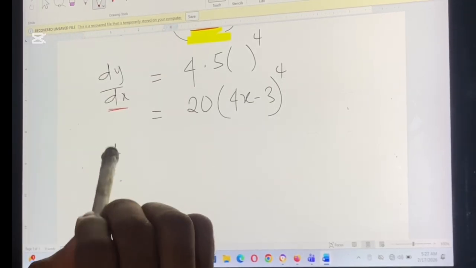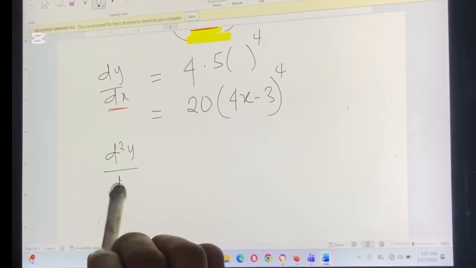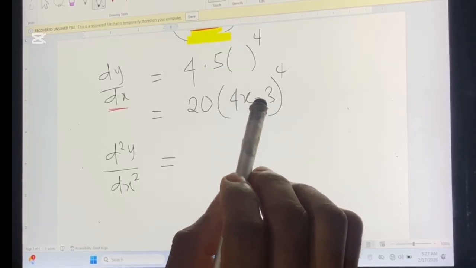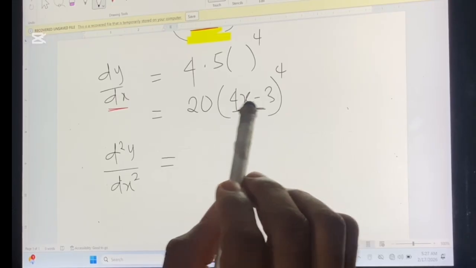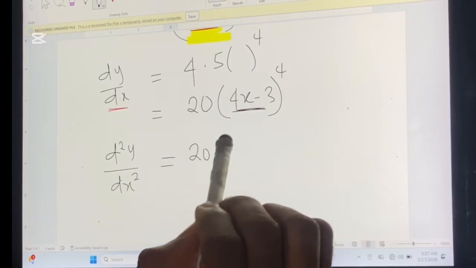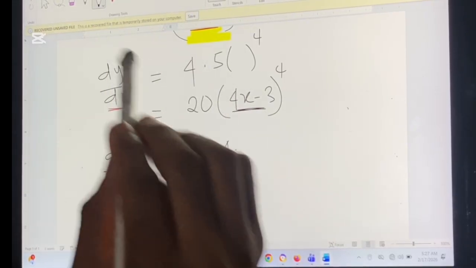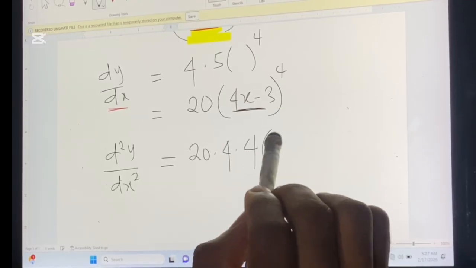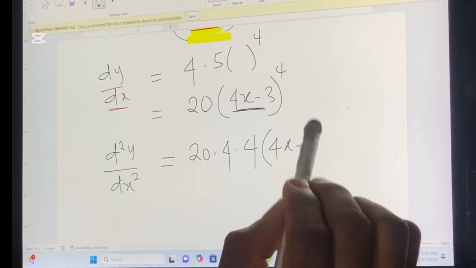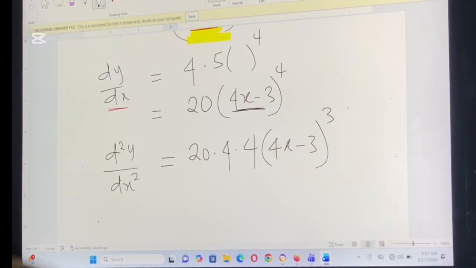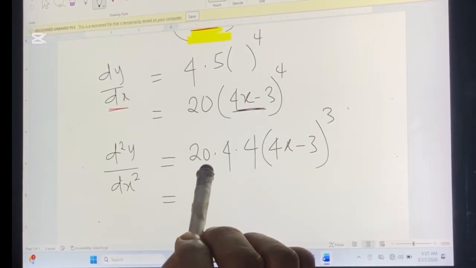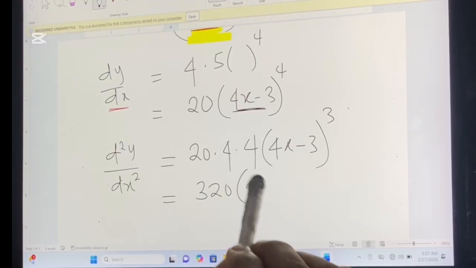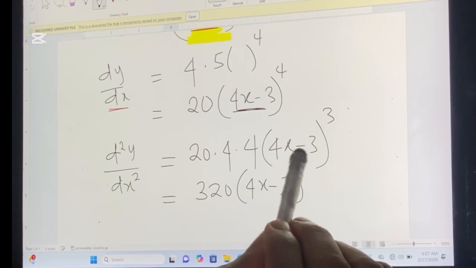So our d²y/ds² will be equal to, let's differentiate again. Differentiate what is inside: we have 20 times 4. Differentiate the outside: I will have this to be 4 times (4s − 3), and differentiating what is outside gives 3. So I'll be left with 20 times 4 times 4, which will give us 320 times (4s − 3) raised to the power of 3.